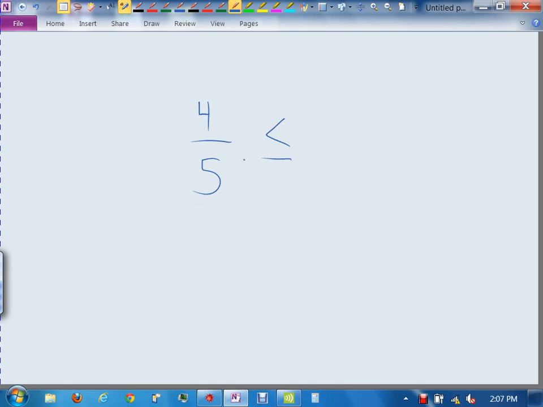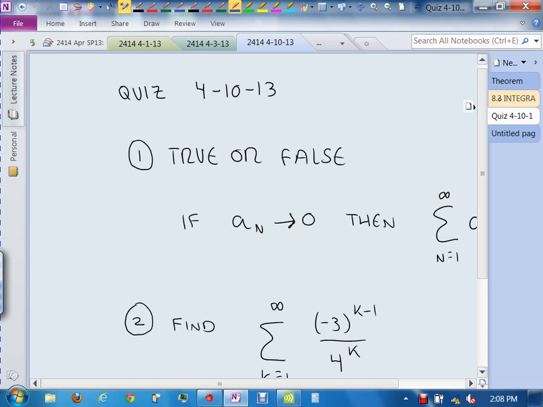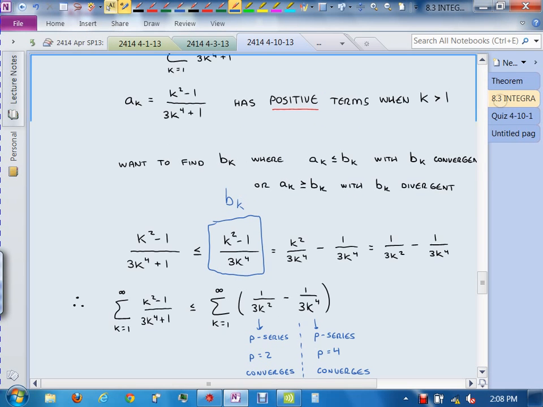To make something bigger than that, I could go 4/4, couldn't I? I make the denominator of that smaller and the fraction gets bigger. I could have also done 5/5, right? I could make the numerator bigger, leave the denominator alone. So when I'm doing that problem, where is it? Right here.